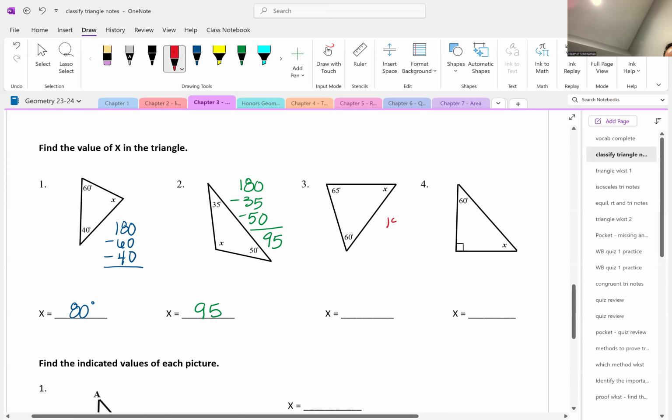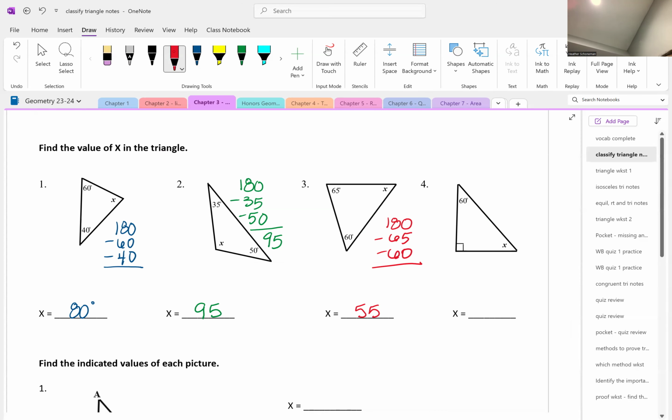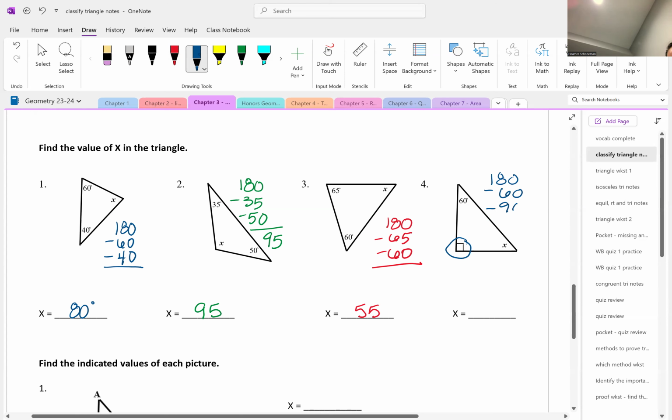Okay, we can keep going. Over here, we can do 180 minus 65 minus 60, and we get 55. So this missing angle is 55. Technically on these, we're finding the value of x, so we're not finding an angle measure, so it's no degrees. But if you put degrees, I wouldn't count it wrong for this particular one. In this one, I'm going to do 180 minus 60 minus 90, remember, this box means 90, and that difference is going to be 30.